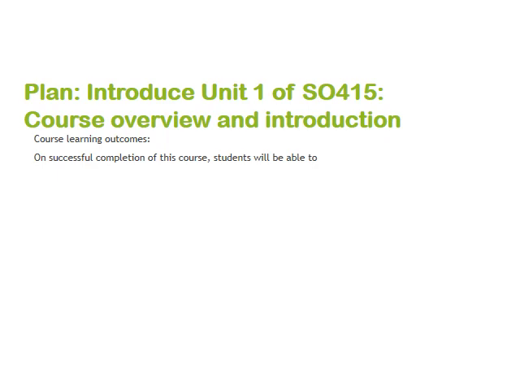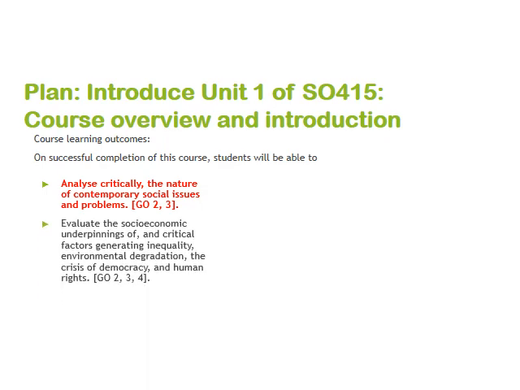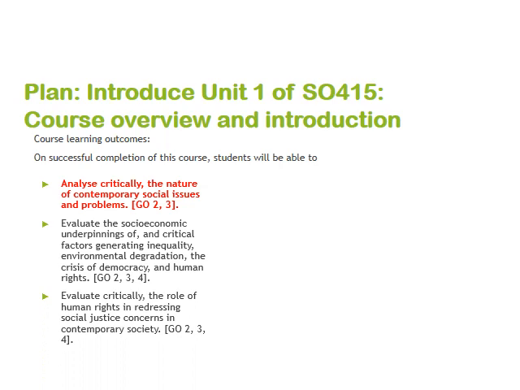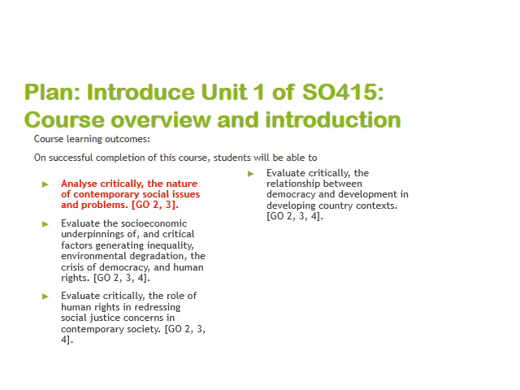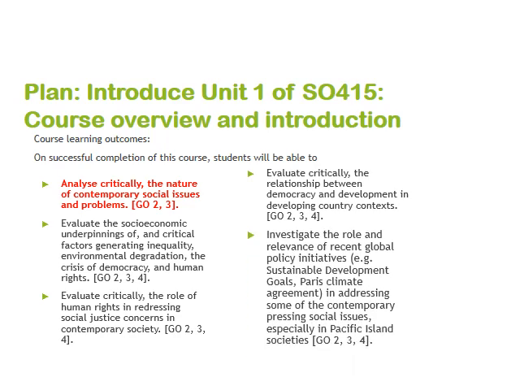Specifically, the course has 5 learning outcomes. These are to analyze critically the nature of contemporary social issues and problems, to evaluate the socioeconomic underpinnings of and critical factors generating inequality, social and environmental degradation, and the crisis of democracy and human rights, to evaluate critically the role of human rights in redressing contemporary social problems, and evaluating critically the relationship between democracy and development, and then lastly to investigate the role and relevance of recent global policy initiatives in addressing some of the pressing issues, especially in the Pacific Island countries.